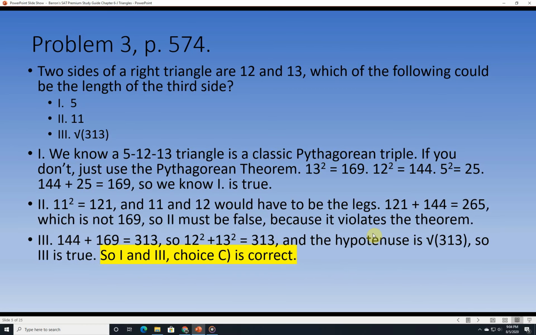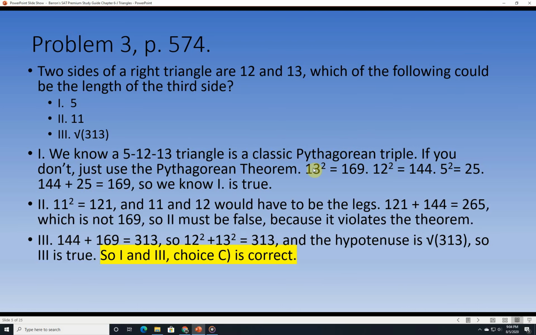Problem 3, page 574. Two sides of a right triangle are 12 and 13. Which of the following could be the length of the third side? Alright, well, we have number 1, 5. Well, number 1, we know a 5, 12, 13 triangle is a classic Pythagorean triple. If you don't know that, you can just use the Pythagorean theorem. So 13 squared is 169, 12 squared is 144, 5 squared is 25. Those would also be good things to memorize for the SAT.